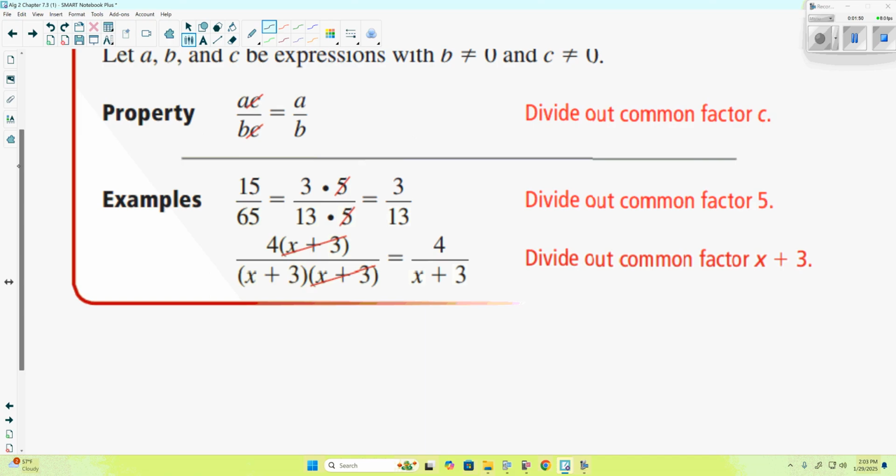15 over 65. They have a common factor of 5 on top and bottom. We reduce it out, giving us 3/13. Or, in the last one here, we have x plus 3 in common on top and bottom. Those cancel out, leaving us with 4 over x plus 3. We kind of see that there, yes? Okay, so let's look at an example of this.